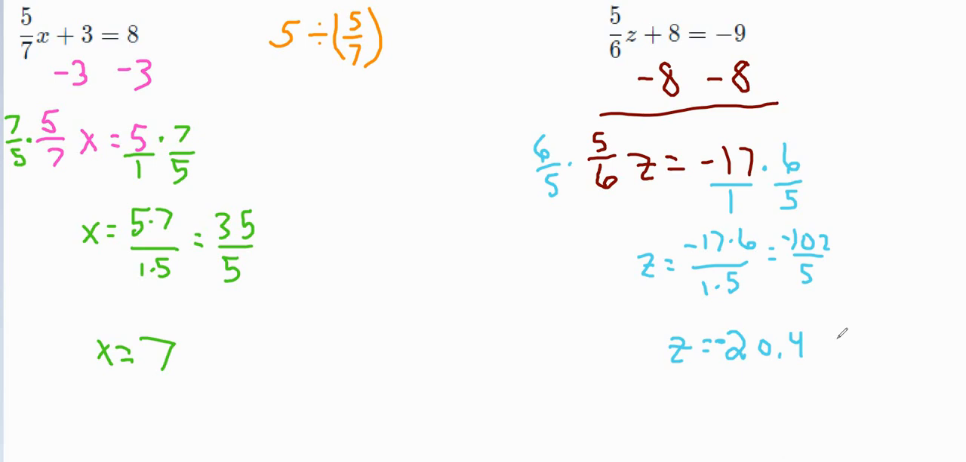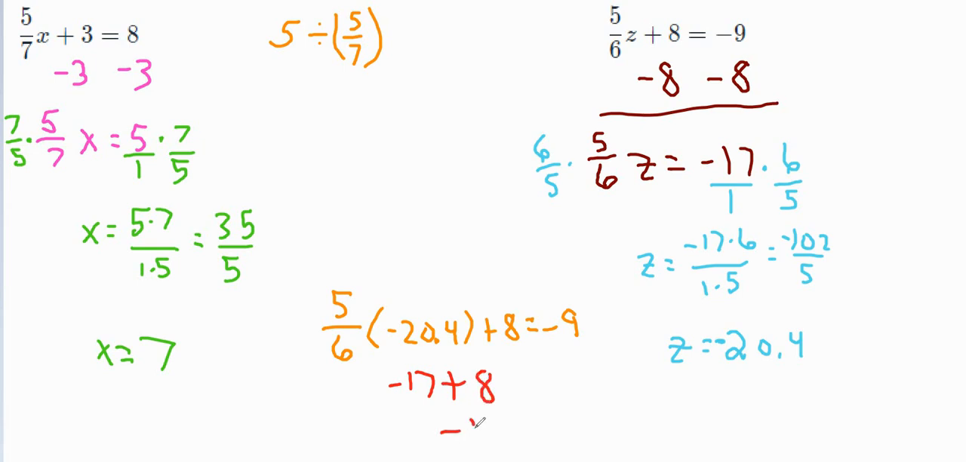And again, for all these, we can check our answer by putting it into the original equation. So if we do that for this one, the 5/6z plus 8 better be -9 if we put in -20.4. So let's do that. We're going to have 5/6, which means 5 divided by 6, times -20.4, plus 8 should equal -9. We're going to use our calculator to check that. 5/6 times -20.4 is -17, and -17 plus 8 is -9, so -9 equals -9, and we get the informal smiley face, which means we did it correctly.